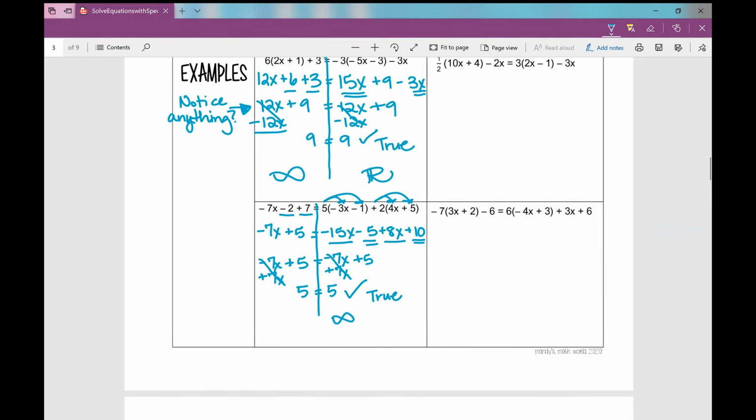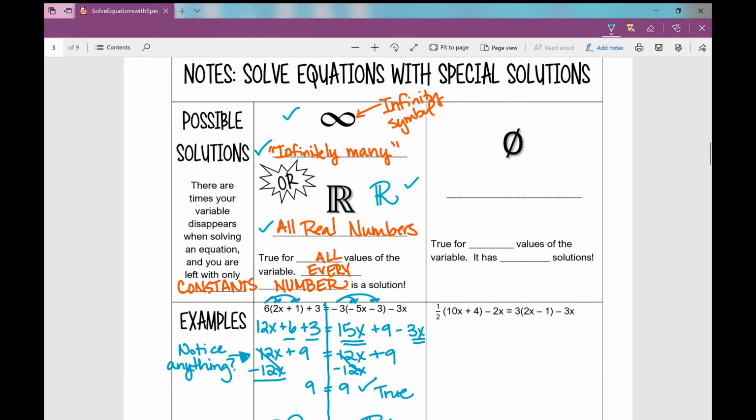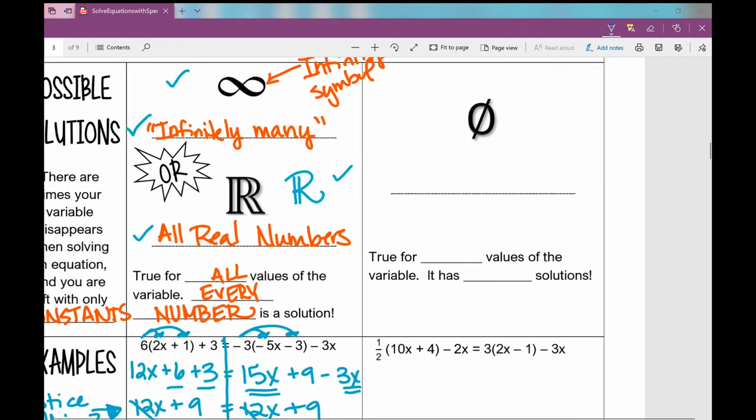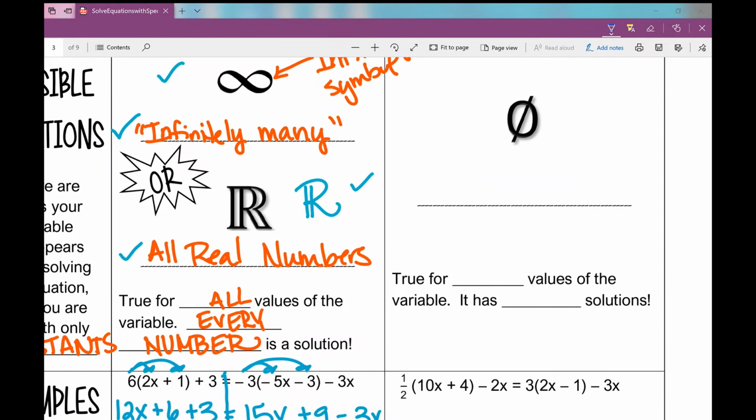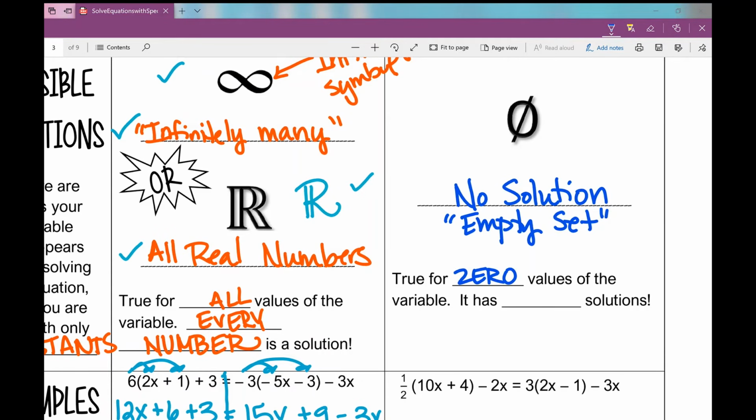So let's move on to the other type of solution that you might see. And that is this circle with a line through it. And that means no solution or empty set. Okay, there's nothing in that set. Empty set. This is true for 0 values of the variable.